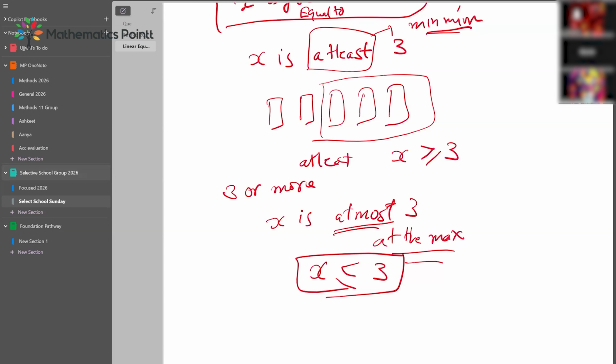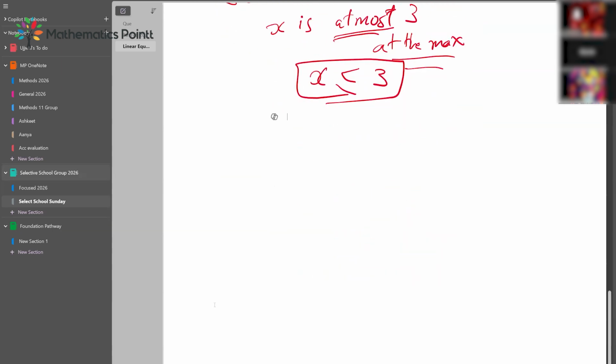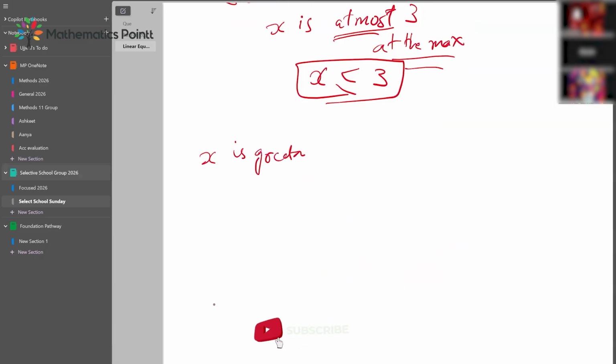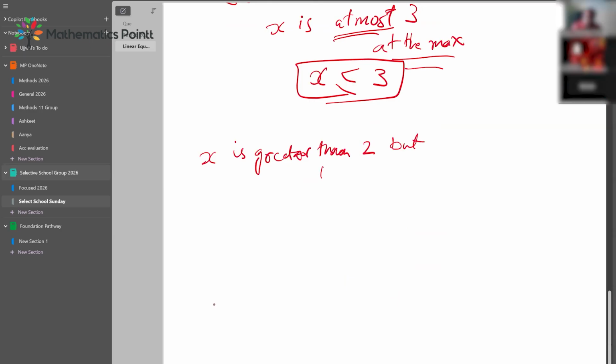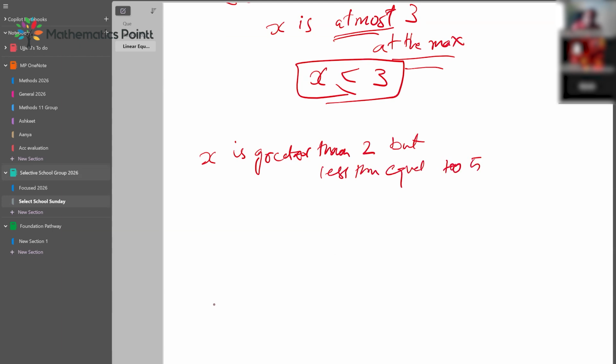Now, if I say x is greater than 2, but less than or equal to 5. How will you write it? X is greater than 2, but less than or equal to 5. How will you write it?